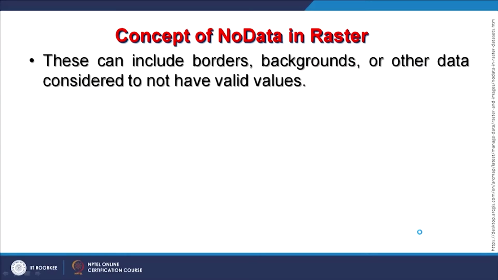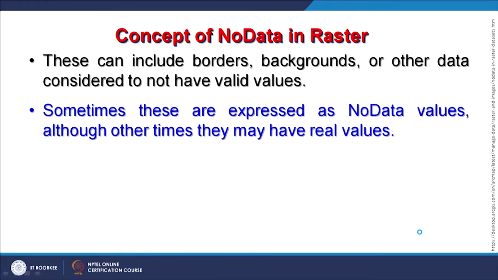So that the system would know, whenever there is a calculation, suppose I develop a slope map from this digital elevation model, then during that calculation these no data values will be ignored. Now, this concept of no data also includes borders, because in border areas, when we are handling an arbitrary boundary raster, in the background we can have the no data value. Sometimes these are expressed as no data values, although other times they may have real values.